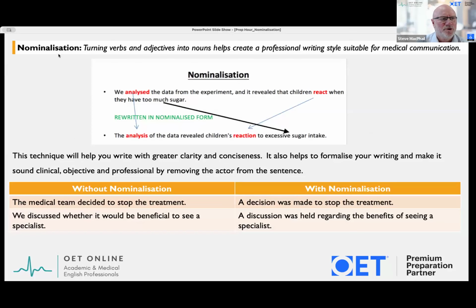So there's a technique which we call nominalization. And that means turning verbs and adjectives into nouns to help create a professional writing style suitable for medical communication. So how does it work? Well, let's have a look at these sentences that I have up here. We analyzed the data from the experiment and it revealed that children react when they have too much sugar. Right, so we've got analyzed. If we nominalize it, the analysis of the data.